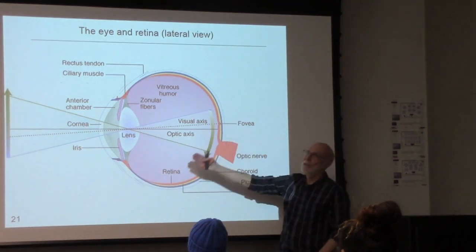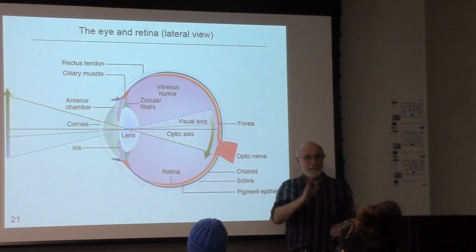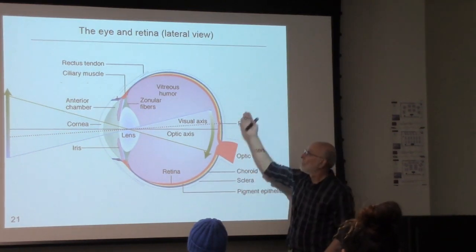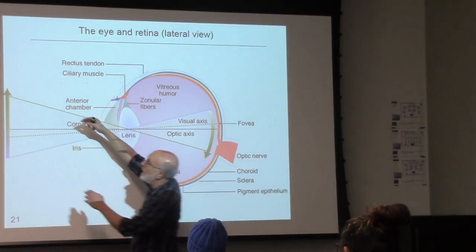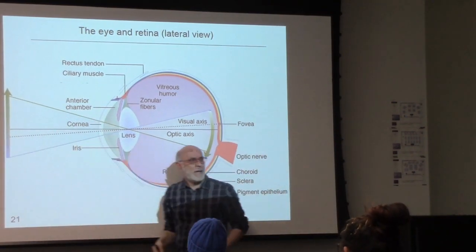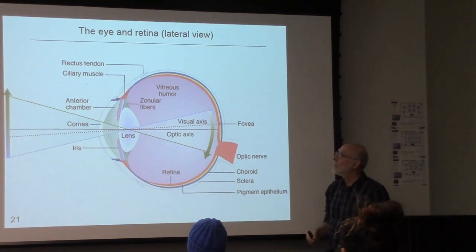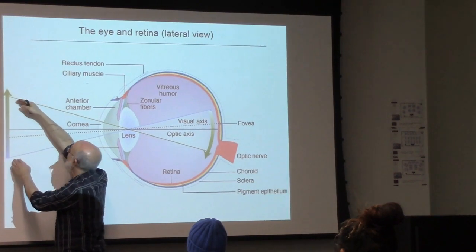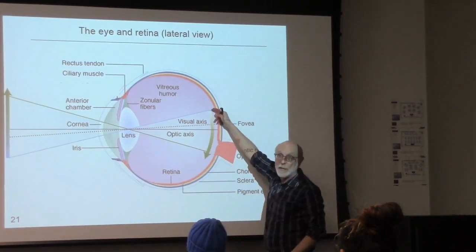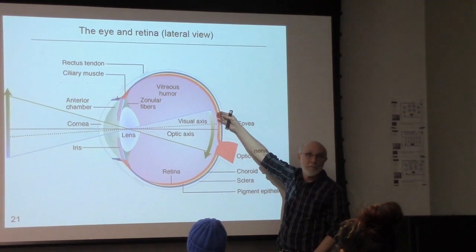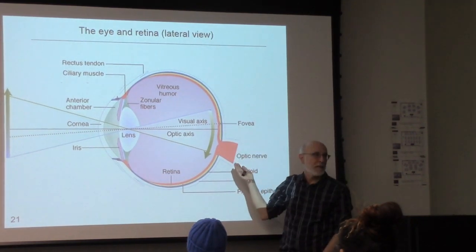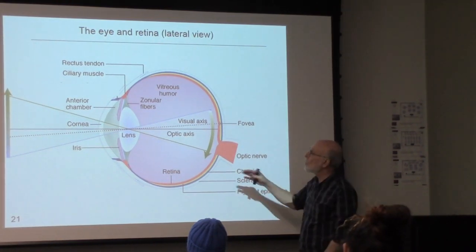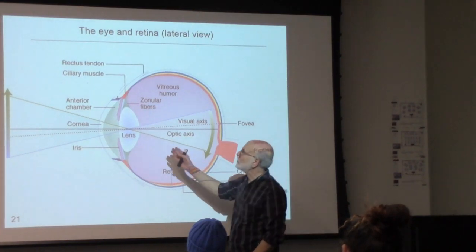This is a lateral, I guess you'd have to say a sagittal section through an eyeball. This arrow here is supposed to represent an object that this eye is focused on. Photons from this object form an image on the retina, and it's inverted, because that's what lenses do. Those of you who had optics know about this. But let's go through the anatomy.